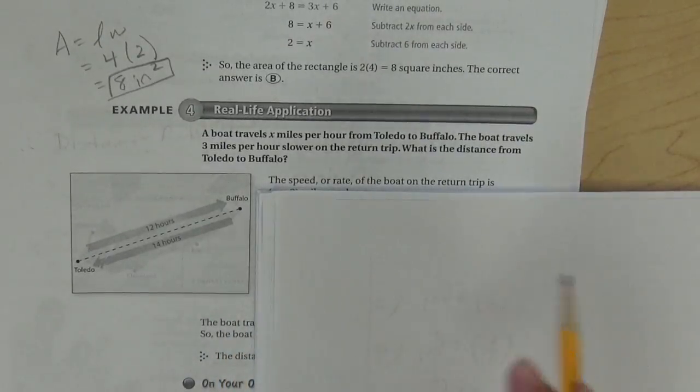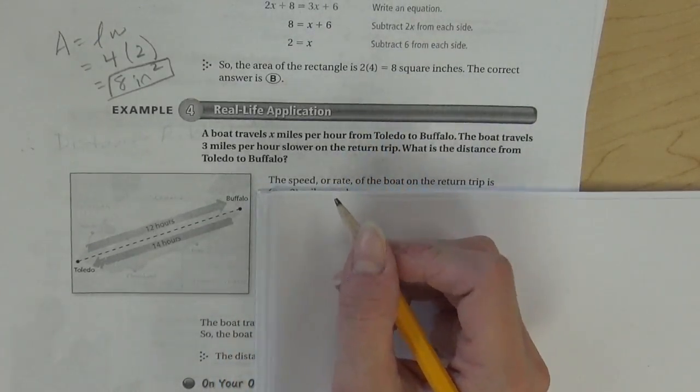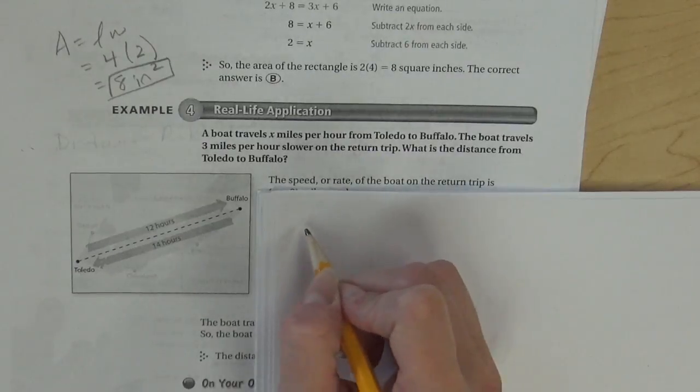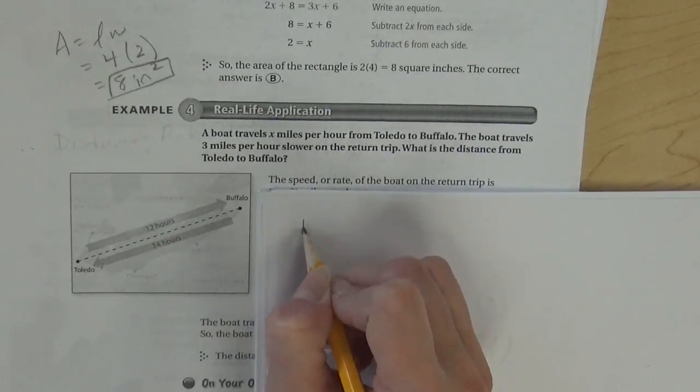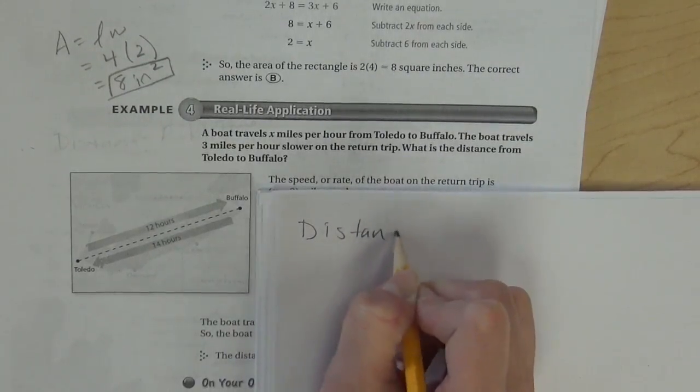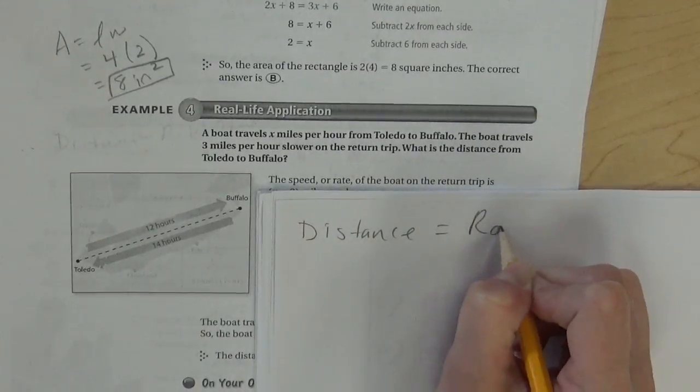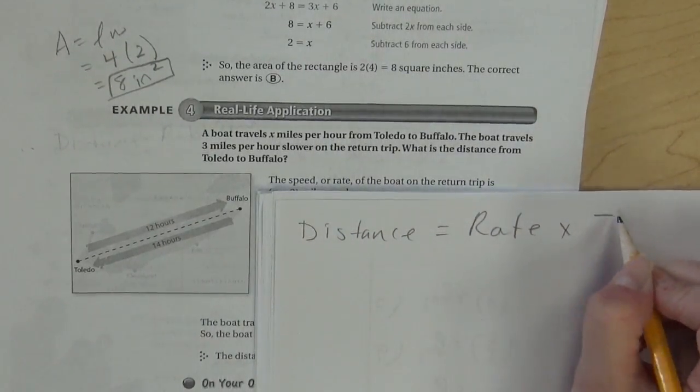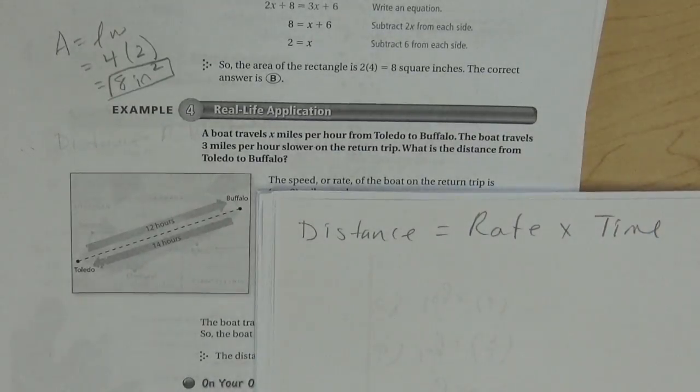So for this problem, if you recall, we have a formula for distance that states that distance equals rate times time. I don't remember talking about it this year, so I'm thinking that you probably saw it last year. At any rate, we're going to use this to help us out.